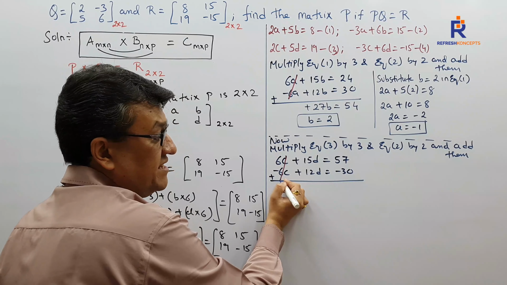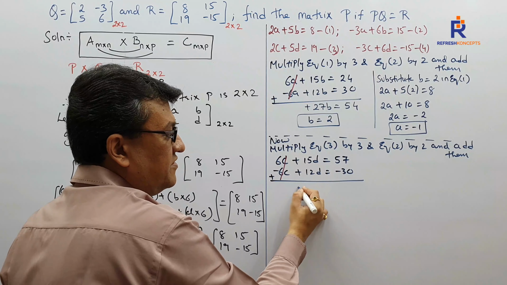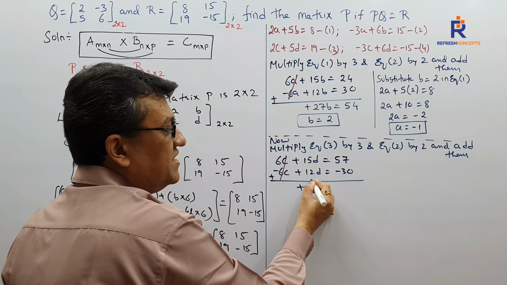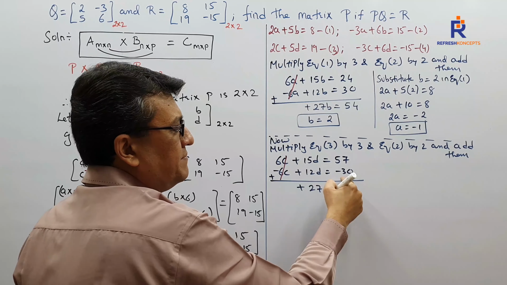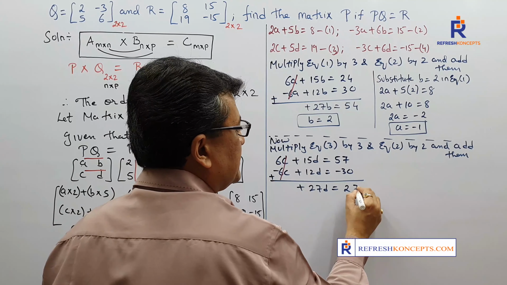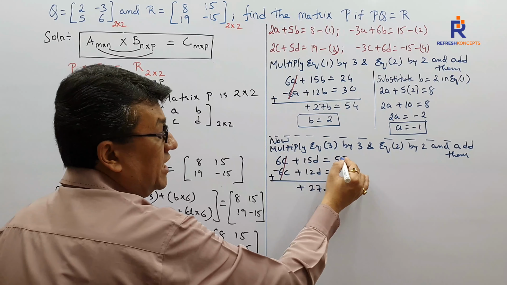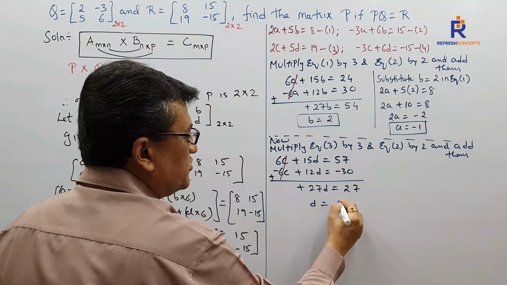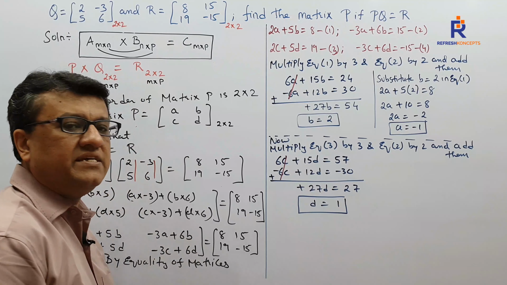Plus 6C minus 6C cancels off. Plus 15 plus 12 is plus 27D. Plus 57 minus 30 is plus 27. D is equal to 27 by 27. D is 1. D is 1.